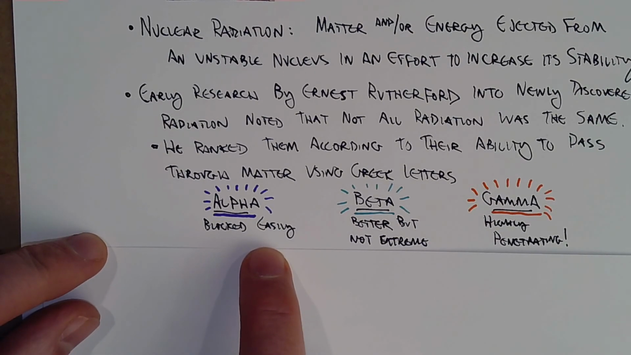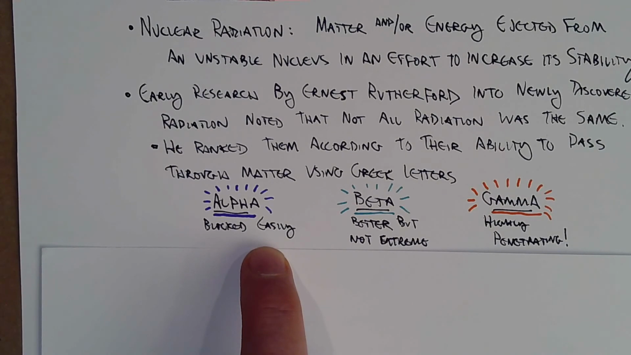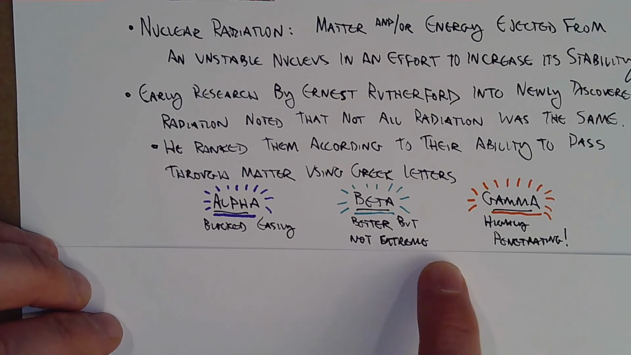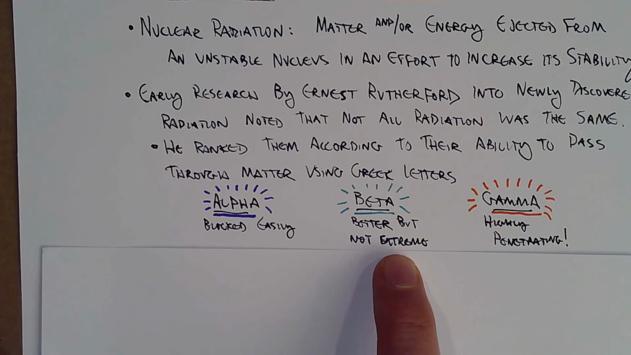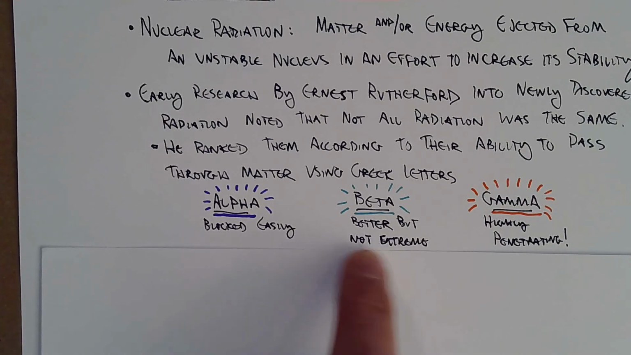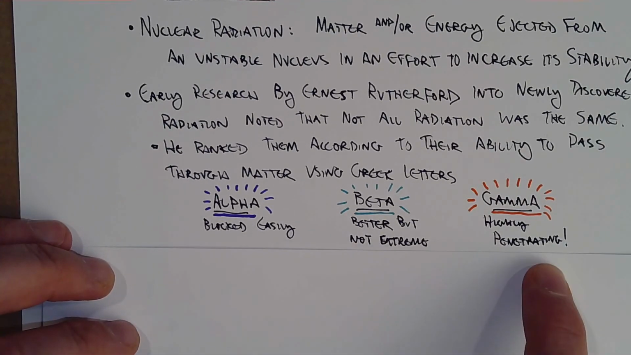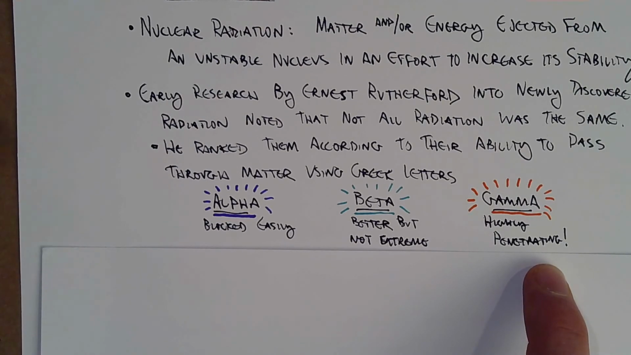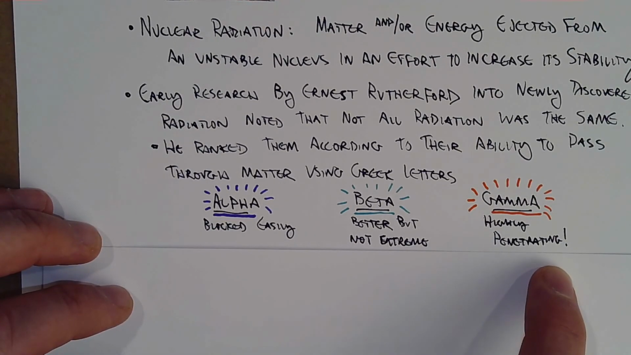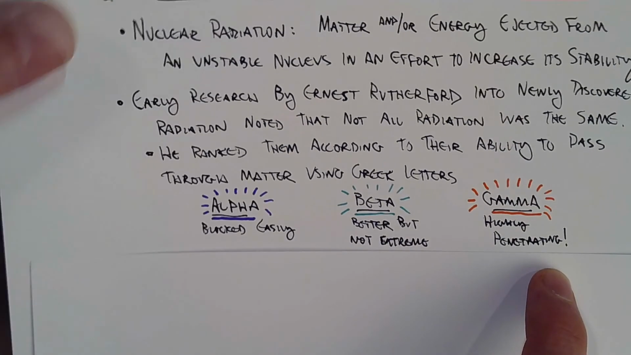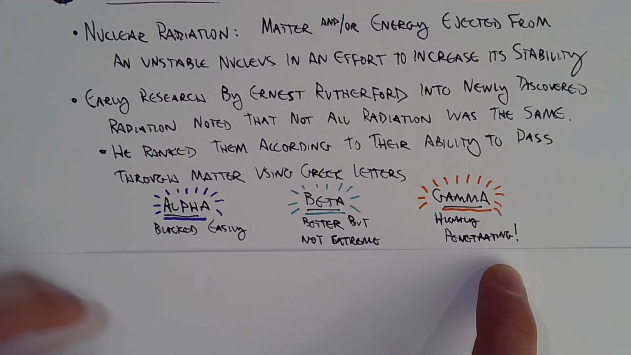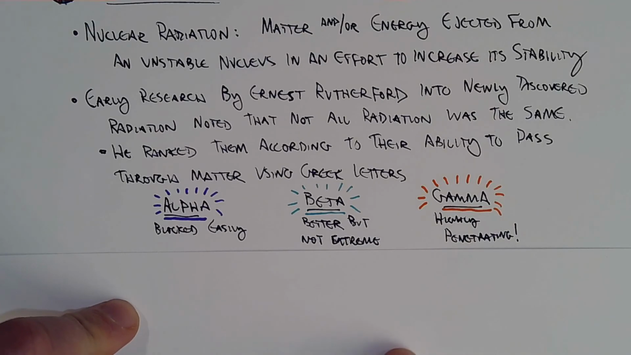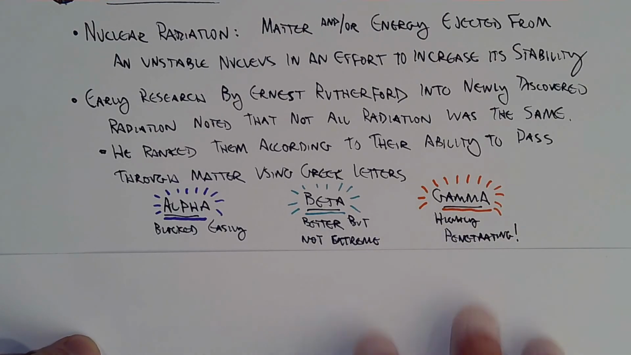So alpha particles, as he called them, were blocked easily. Beta was better penetrating than alpha. And then gamma was extremely penetrating. Again, he didn't really know what the stuff was at the time. He just studied how well it penetrated. So we're going to talk about each of them, a little bit out of order, but you will understand why once we are done. So let us begin.